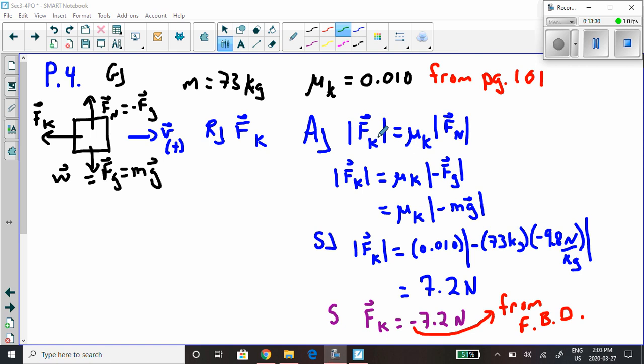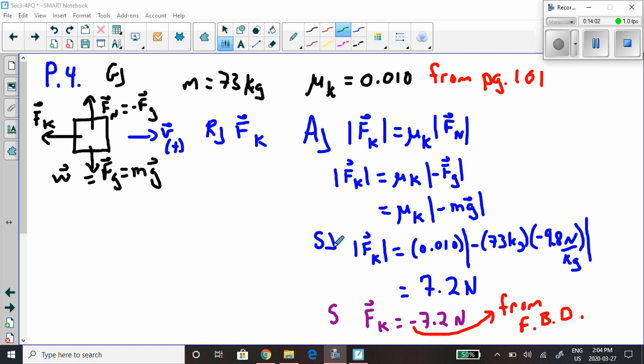The magnitude of the force of kinetic friction is equal to the coefficient of kinetic friction multiplied by the magnitude of the normal force. So the next line, we keep the magnitude of the force of kinetic friction, we keep the coefficient of kinetic friction, and we realize that the normal force is equal to the negative of the force of gravity. The next line, we write down, well, what's the equation for the force of gravity on an object? Well, it's mg, right there. We still keep the negative sign.